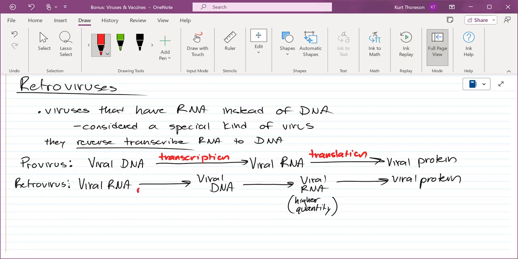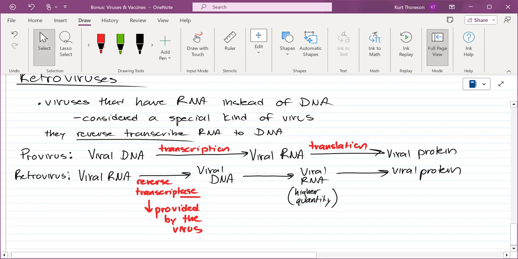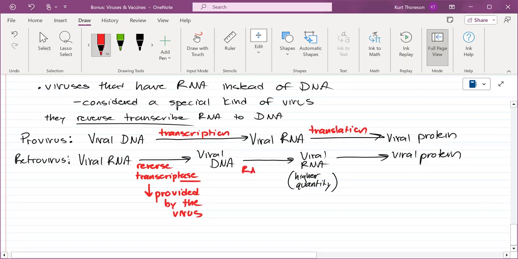Now, this enzyme is going to be called reverse transcriptase. It's an enzyme. This is provided by the virus. This is the one enzyme they do have. Your cells do not have reverse transcriptase, but the virus does. The retrovirus does. And then you use RNA polymerase here. And bada bing, bada boom, this virus makes more of itself.